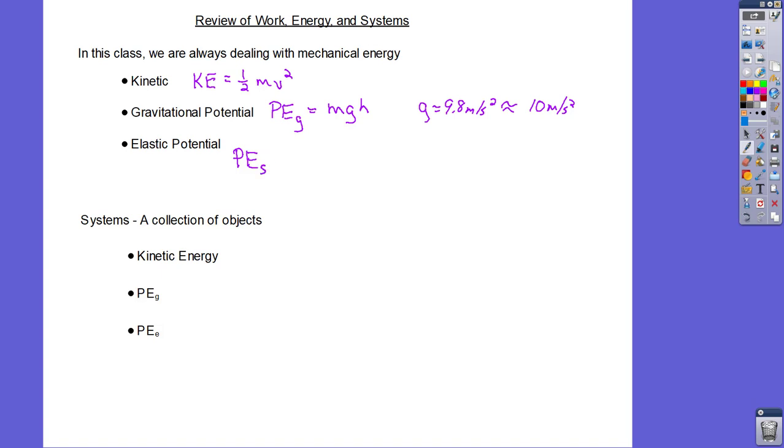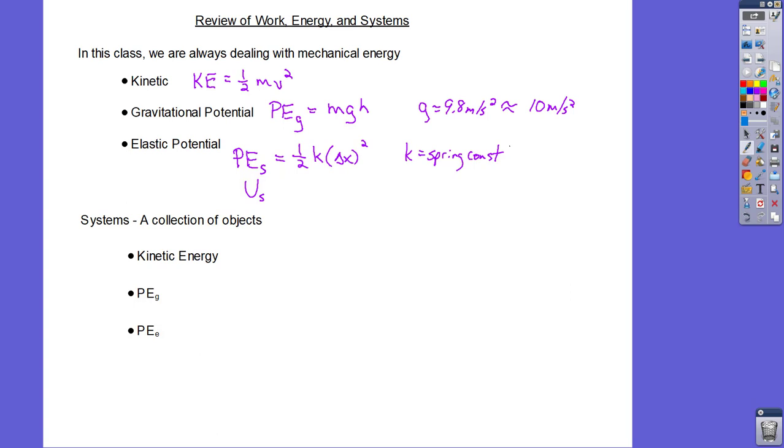And I should also look on your AP formula sheet. They might use U for potential energy, so they might show US on there. And so for a spring, it's 1/2 times k times delta x squared. Okay, so k is equal to the spring constant, which is a number that tells you how stiff the spring is and how hard it is to push it to get it to change its shape.